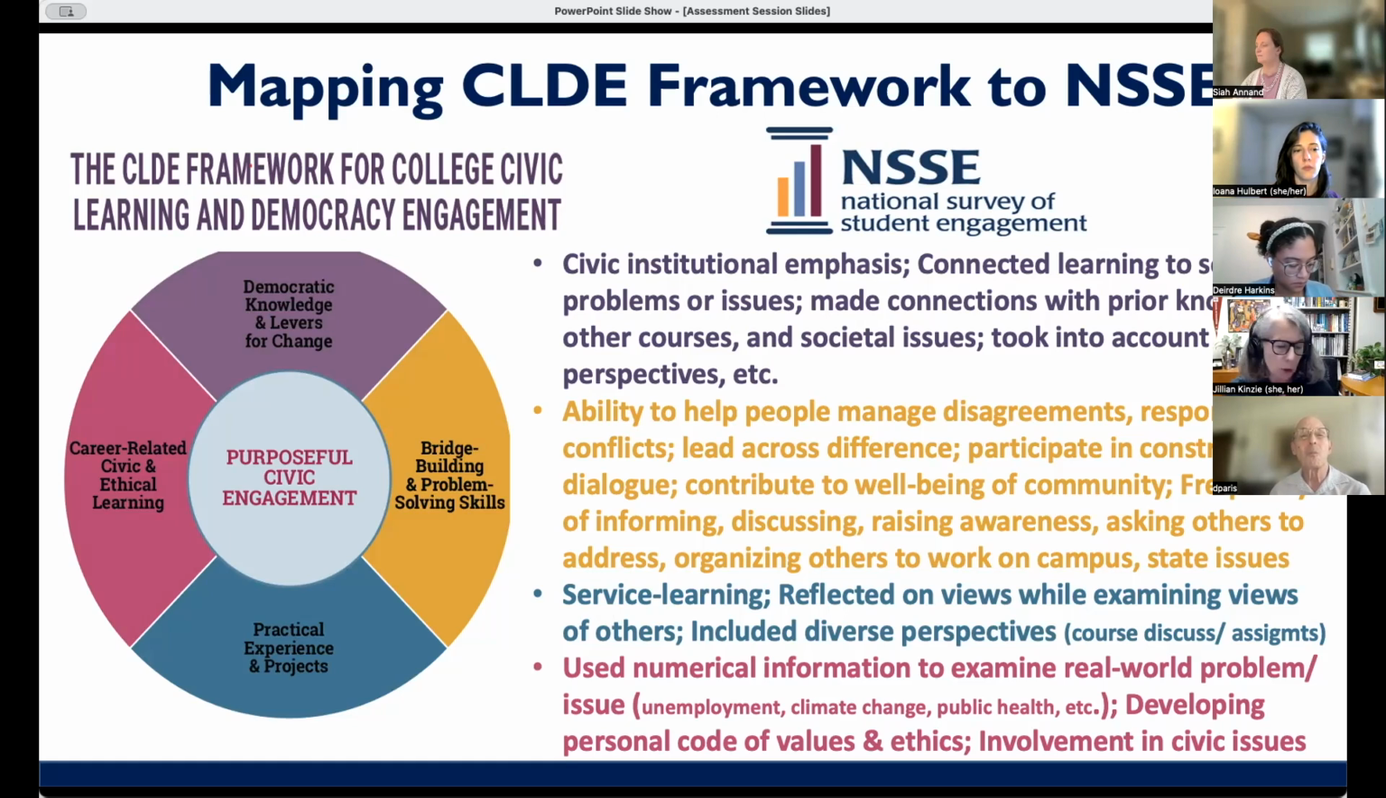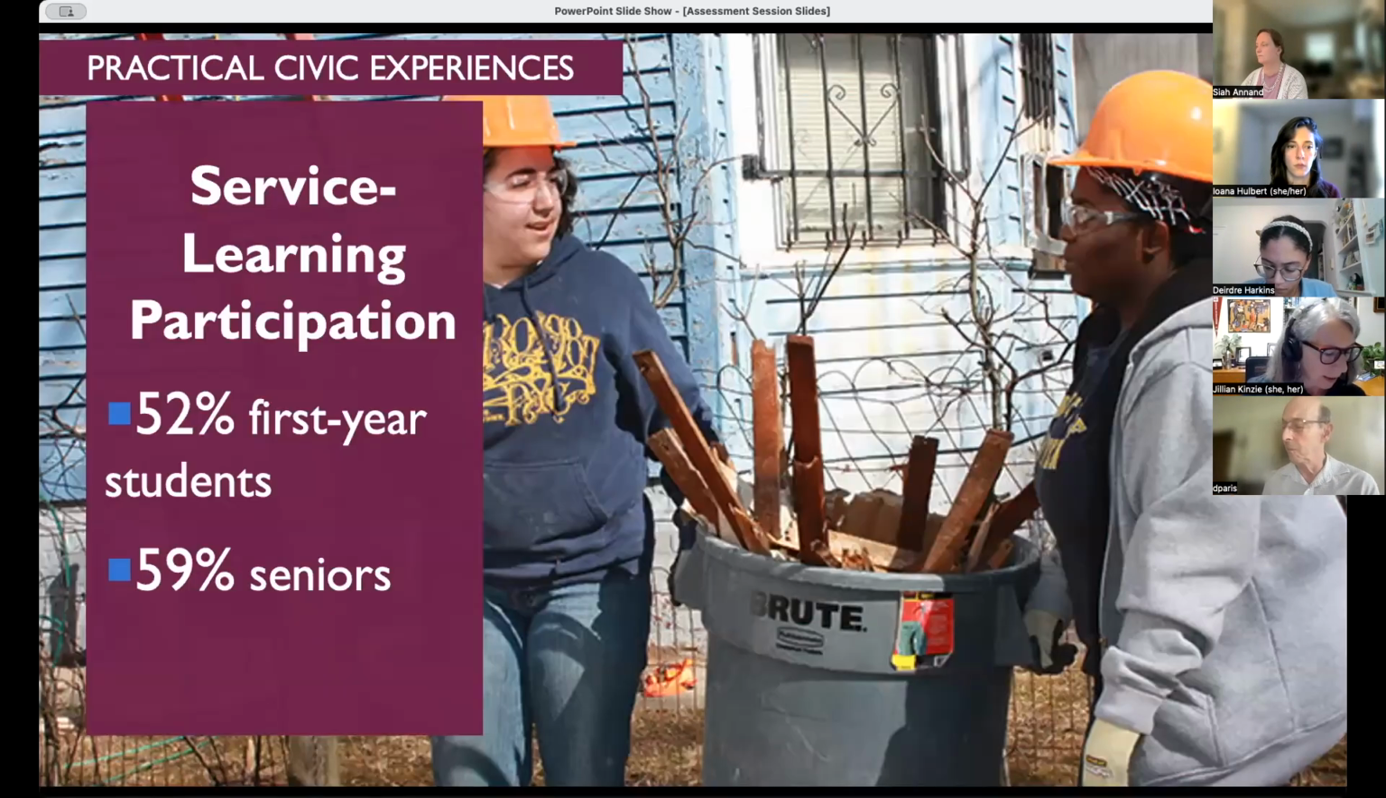And I'll just share with you two final data points here that were reflected in the Every Student, Every Degree report that came out recently. The first is about service learning participation. Sorry, again, this is on a new slide. Service learning participation, we know as a practical civic experience, about half of first-year students report doing this. This is one of our high impact practice measures that has increased progressively over about the last 15 years. It's really one of the main high impact practices that has seen an increase.